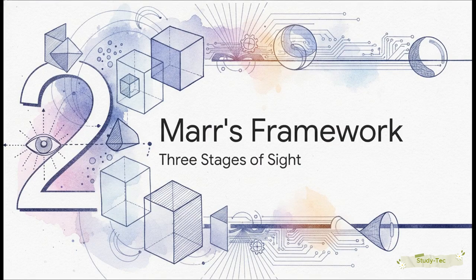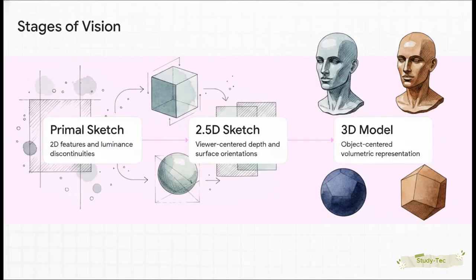Which brings us to section 2, Marr's framework of vision and the 3 stages of sight. Back in 1982, a genuinely brilliant cognitive scientist at MIT named David Marr published a totally groundbreaking framework. He basically proposed that biological vision operates a lot like a sequential assembly line, transforming raw light into understandable shapes across 3 very distinct representational stages. It starts off with the primal sketch, then it moves into the 2.5D sketch, and it finally arrives at the complete 3D model.